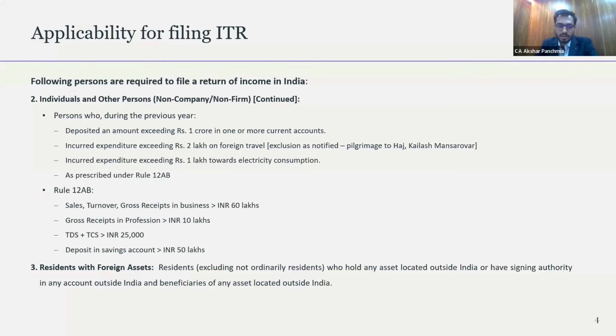Coming to the next one, where the assessee has a signing power in any account which is located outside India. In that case, again, for such foreign assets, the person who holds the signing power will have to file the return.